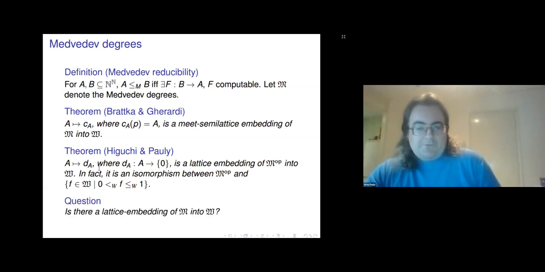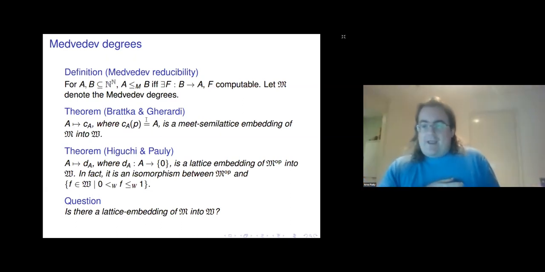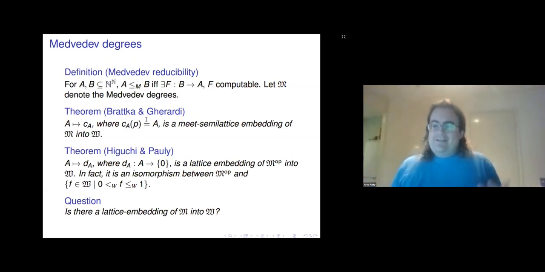Now, one of those questions that look rather straightforward, where I don't even really know where to start. I know that the obvious construction here from Bartke and Karadi isn't a lattice embedding in the right direction, but I have no clue how to either find another one that works or how to prove that there is none. So here's one of those things that I don't know.